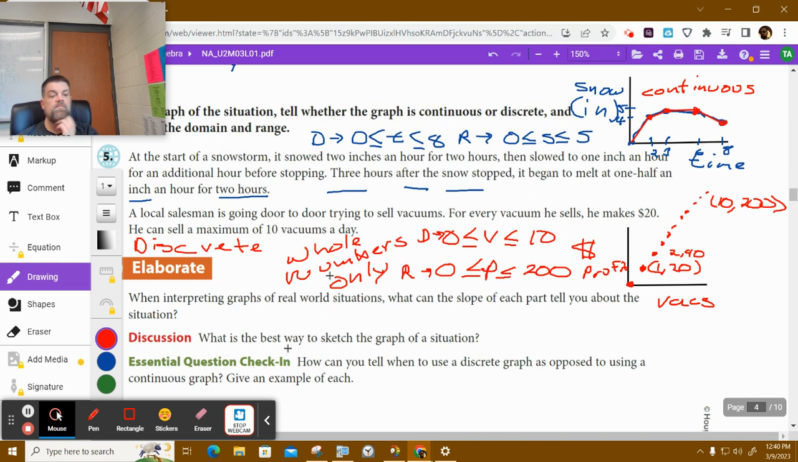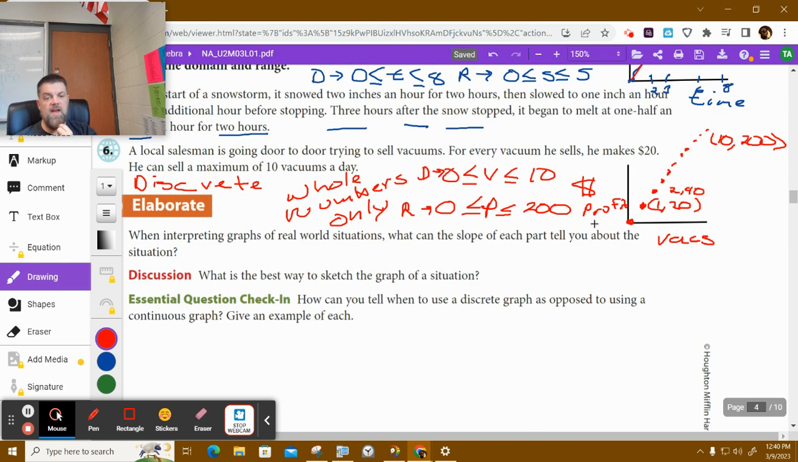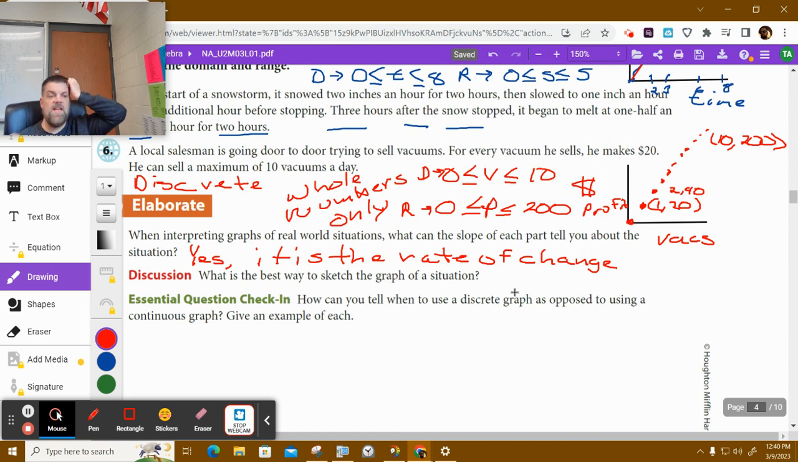Okay? One last question. It says, when interpreting graphs of real situations, can the slope of each part tell you about the situation? Yes. It is the rate of change. How fast something changes or how slow something changes. The steeper the line, the quicker the change. If it's a positive change, there's an increase in value. If there's a negative slope, there's a decrease in value.